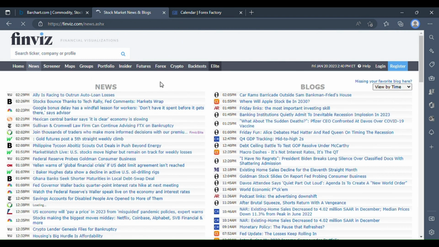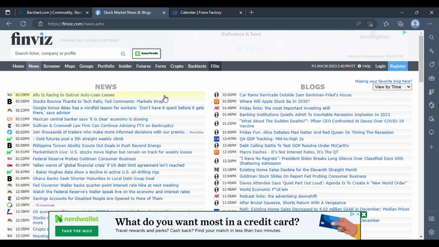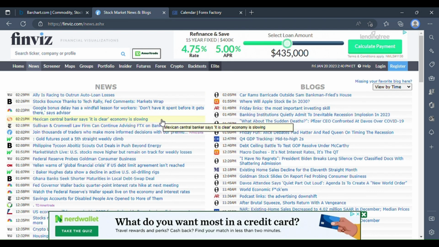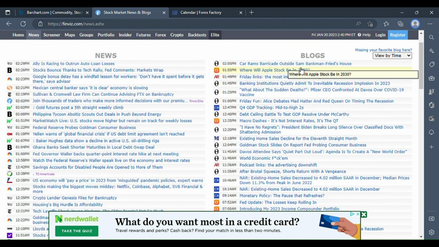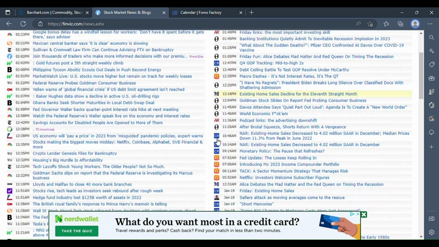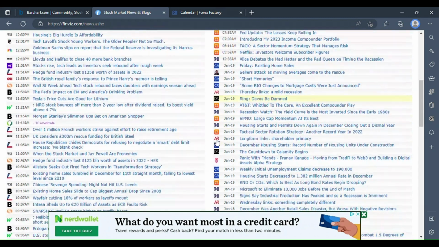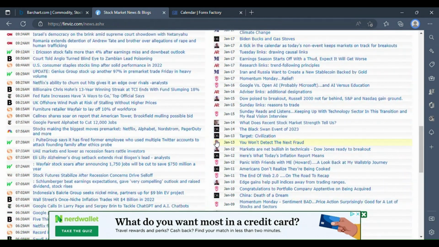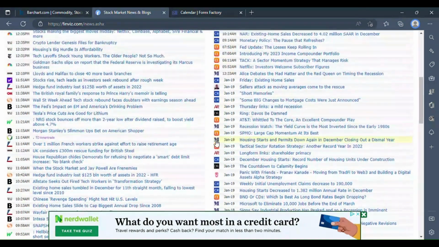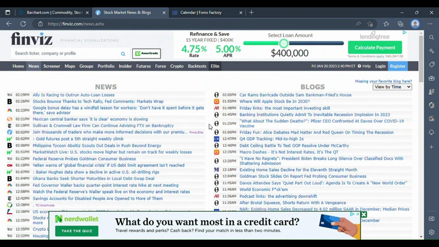Now, the news on Finviz is pretty much updated minute by minute. You usually get a brand new story about every 10 to 15 minutes in here. You also have access to blogs here. So if you actually have a Seeking Alpha account or you have an account with one of the other major financial blogs or financial news reporters, you'll probably find the story here if it doesn't come up on your phone or computer as an alert.